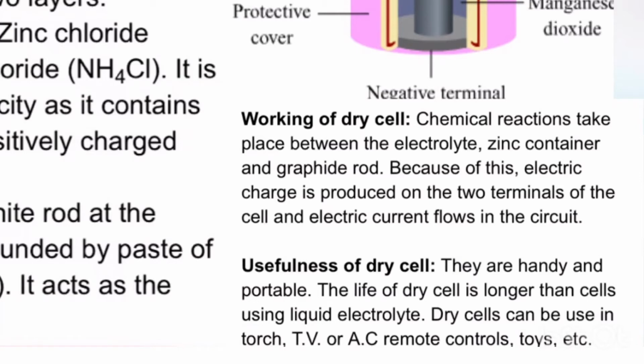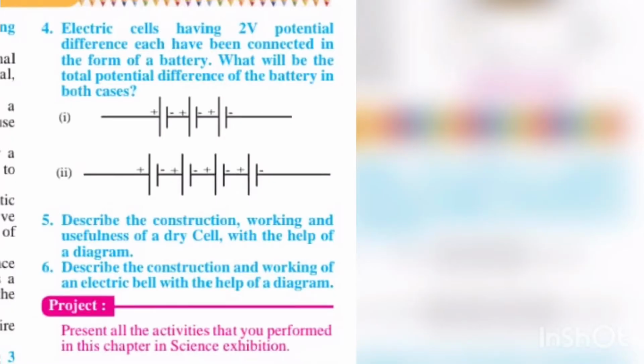They are handy and portable. The life of a dry cell is longer than cells using liquid electrolyte. Dry cells can be used in torch, TV or AC remote controls, toys, etc. Question number 6. Describe the construction and working of the electric bell with the help of a diagram.